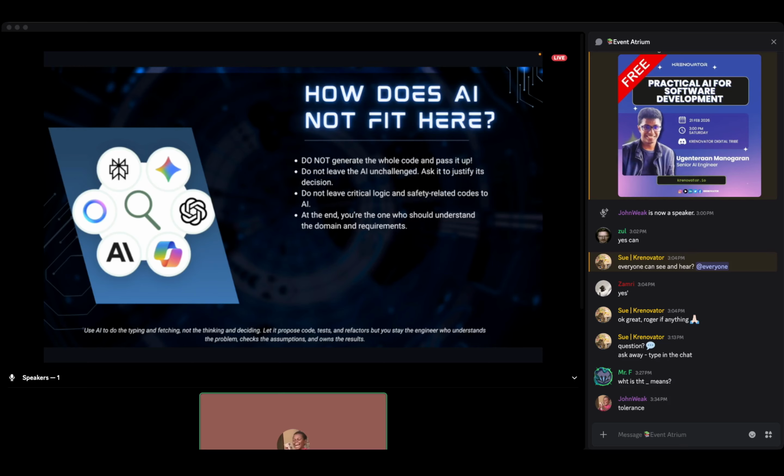Now the whole point of this entire thing is that you are the one who should understand the domain and requirements, not AI. Okay, so when you get a project from a client, you are the one who should question the client, elicit the requirements as much as possible, make a plan, and then you use AI to help out with those things, like checking the logic of the code, or like I said, generate the boilerplate code and things like that.